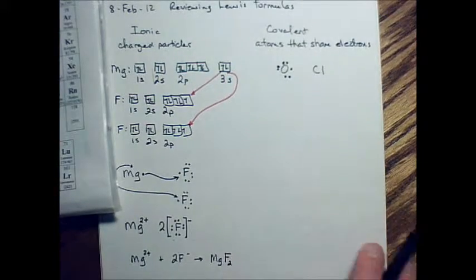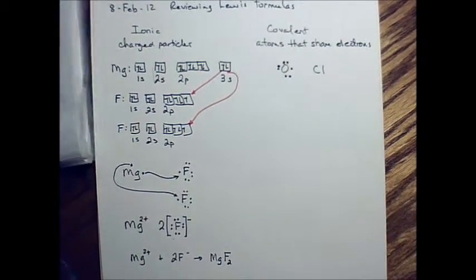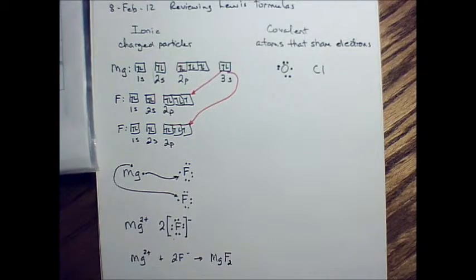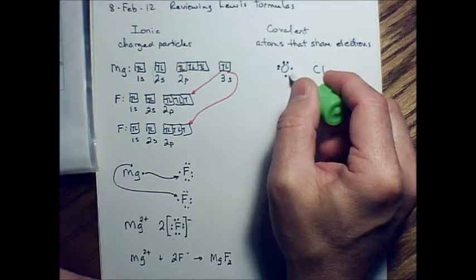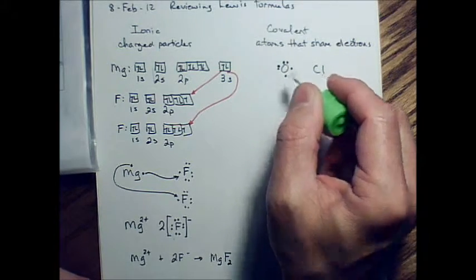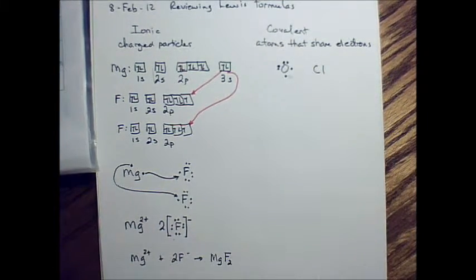I put 7 on there. It should be 6. So oxygen should have 6 valence electrons, not 7. All right? So how many should chlorine have then? Using that same system, 7. How many should chlorine have?